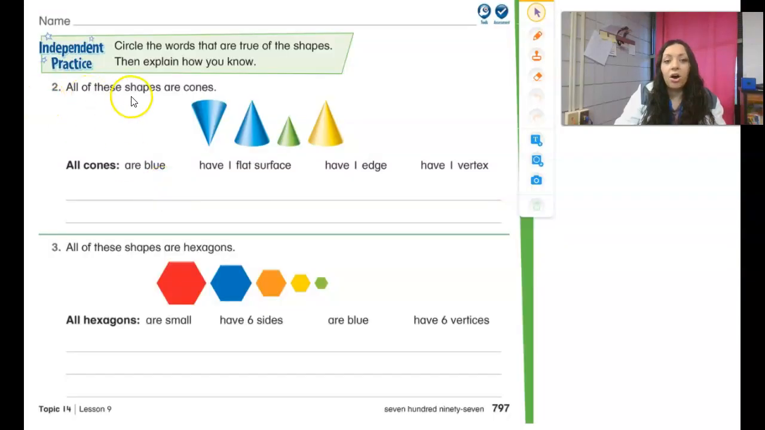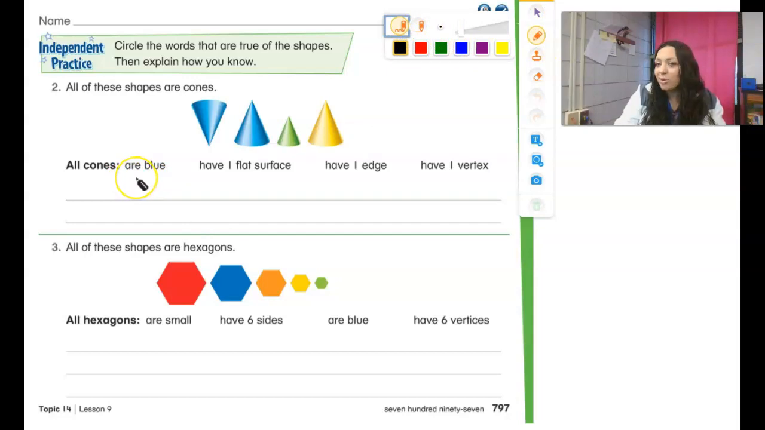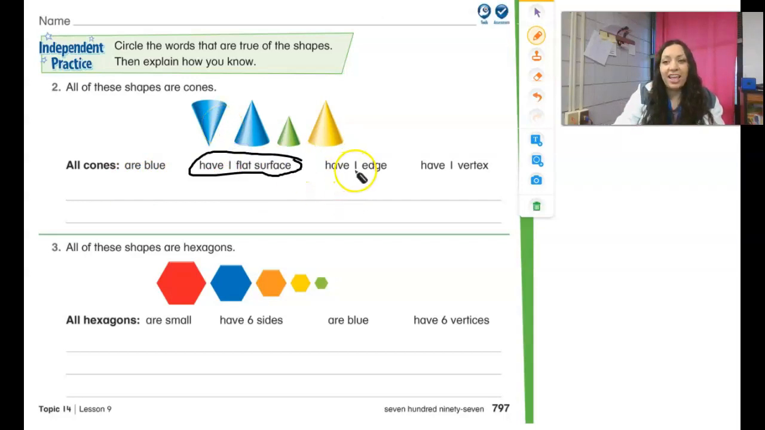Okay. All of these shapes are cones. So let's figure out what we can say about cones. Okay. Are all cones blue? No, remember color does not define it. I've got a green cone and a yellow cone. Do all cones have one flat surface? Yes, they all have that flat circle at the bottom. Do all cones have one edge?